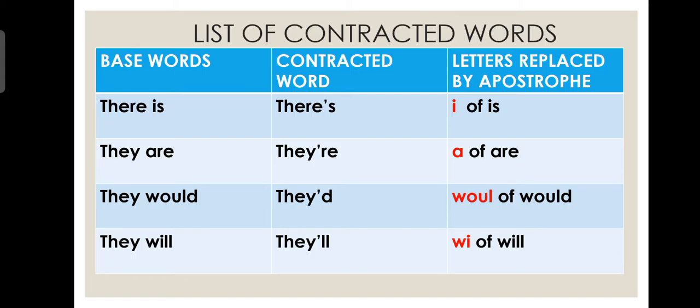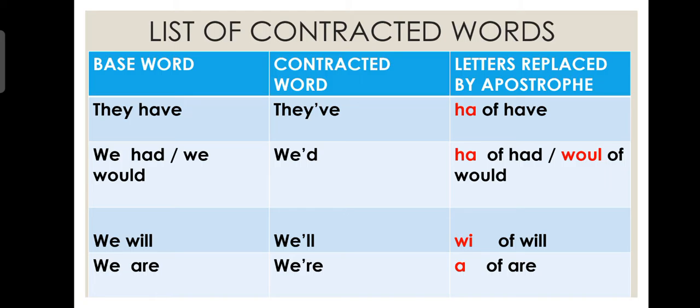And this becomes they'd, they apostrophe D. Next is they will. Here also they remains as it is. We have removed WI from the word will and it becomes they'll, they apostrophe double L. The apostrophe here replaces WI from the word will.